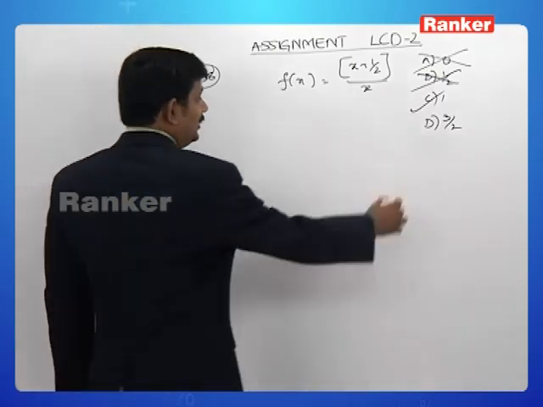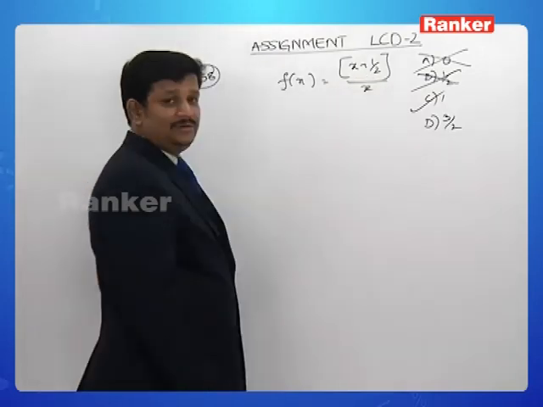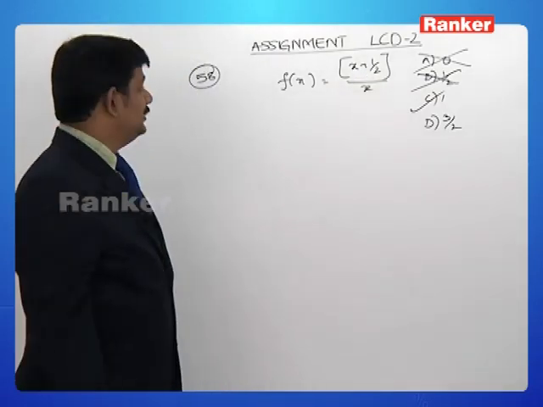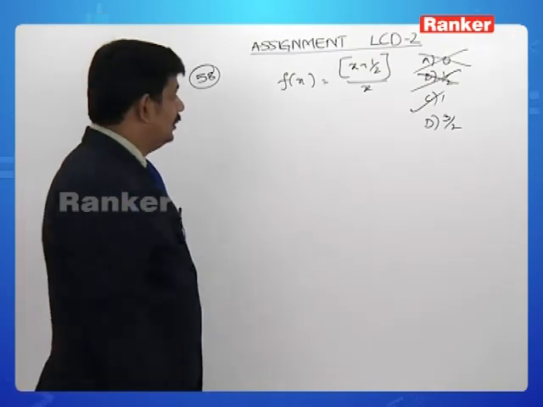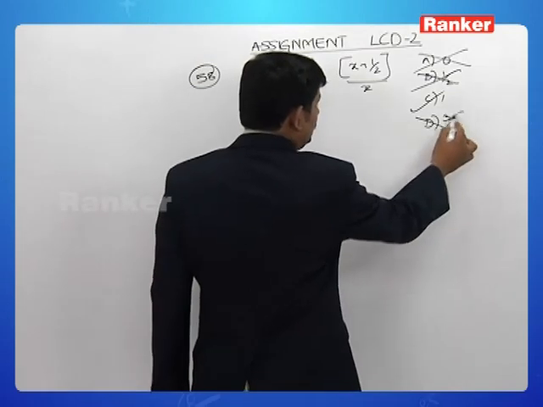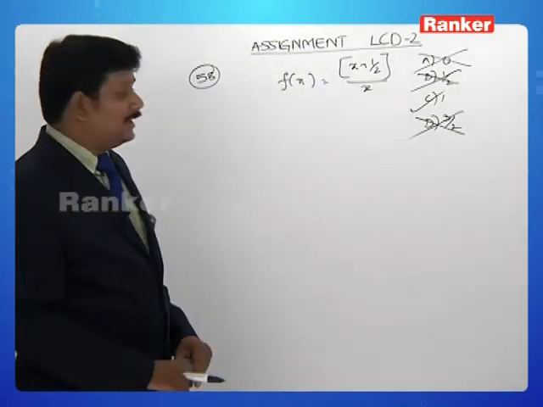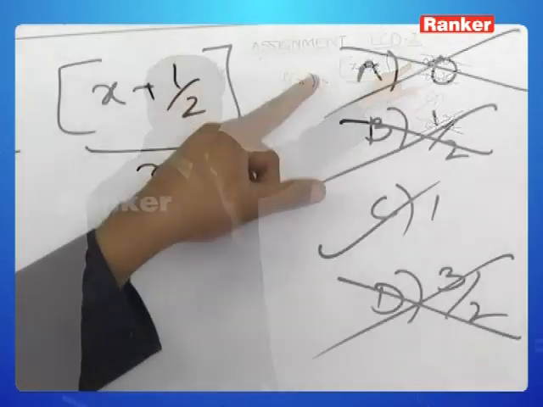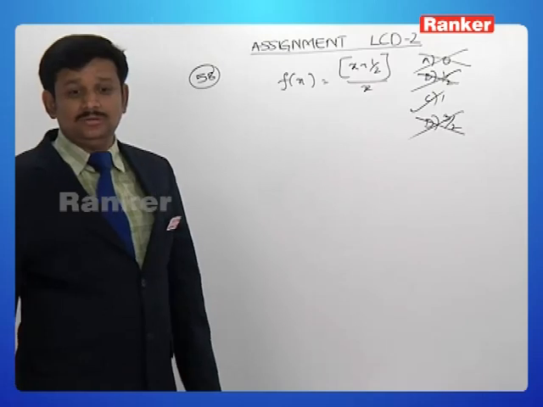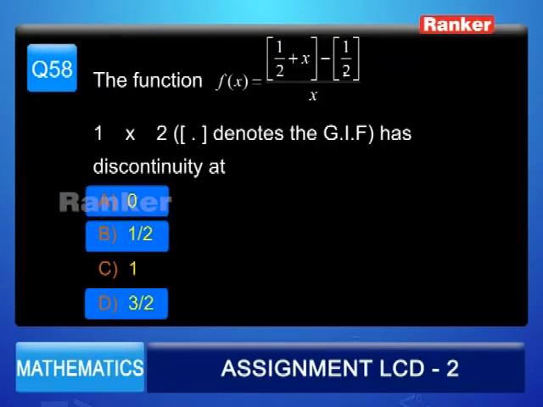And again at D, 3 by 2. 3 by 2 plus half tends to 2. Integral part of 2 minus would be 1, and integral part of 2 plus would be 2. There will be a difference between left hand limit and right hand limit, and function will come out to be discontinuous at x equal to 3 by 2. So function is discontinuous at 0, at half, and at 3 by 2, and we are asked for discontinuity. So answer is A, B and D.